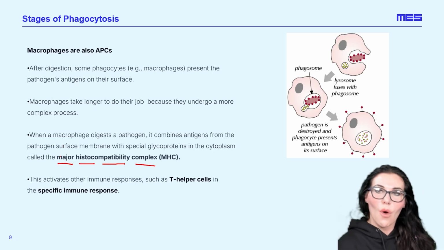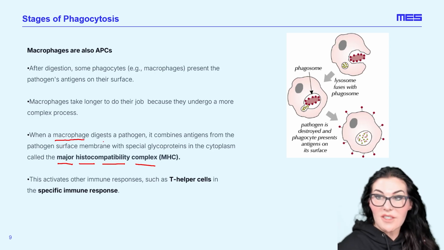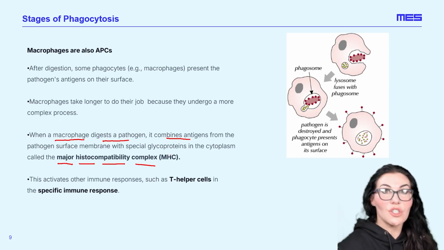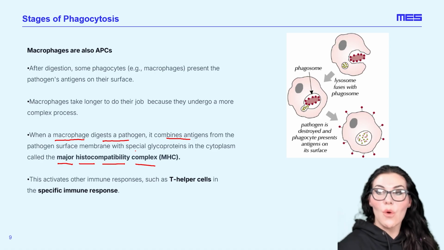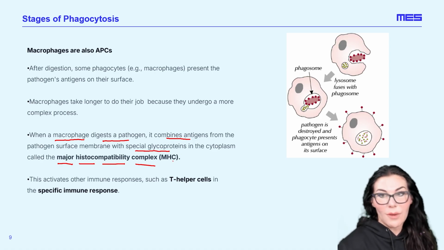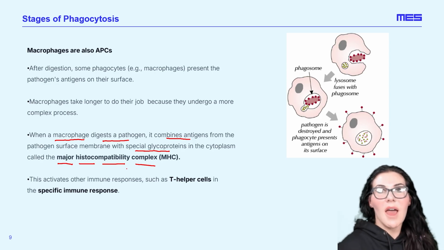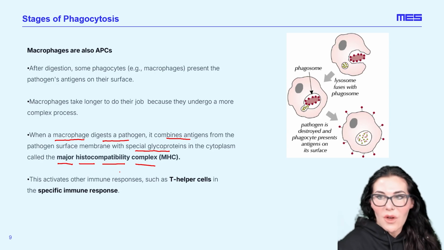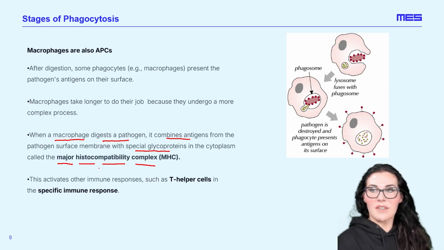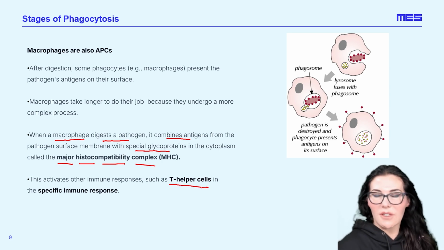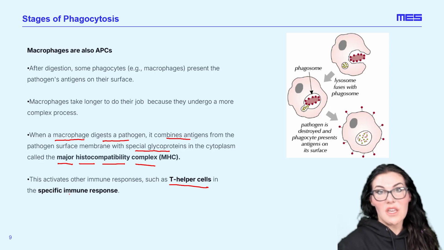What happens is when the macrophage engulfs and digests the pathogen, just like the neutrophil will do, it causes things to happen inside that are a little bit more complicated. It combines the antigens of the pathogen surface with its own special glycoproteins that are in the cytoplasm of the macrophage, and we call that kind of binding, the combination of them together, the MHC, or the major histocompatibility complex. Just a little add-on you need to be aware of. But ultimately, it's still antigen presenting and it's still activating the next level of the immune response. First involved in that, in the specific immune response, are our T helper cells.